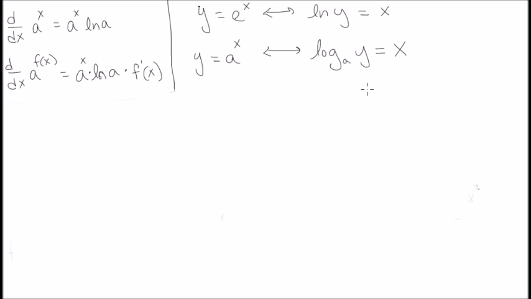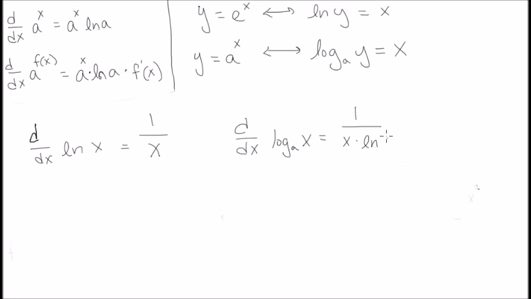So with that introduction, let's go ahead and look at the derivatives of logarithmic functions. The derivative with respect to x of the natural log of x is equal to 1 over x. If you have a non-natural log, so a base other than e, the derivative of a log base a of x is equal to 1 over x times the natural log of a.